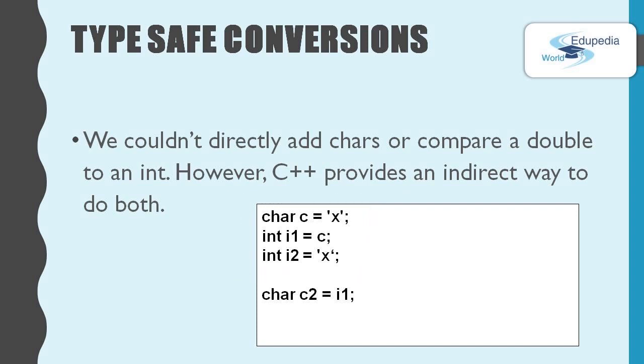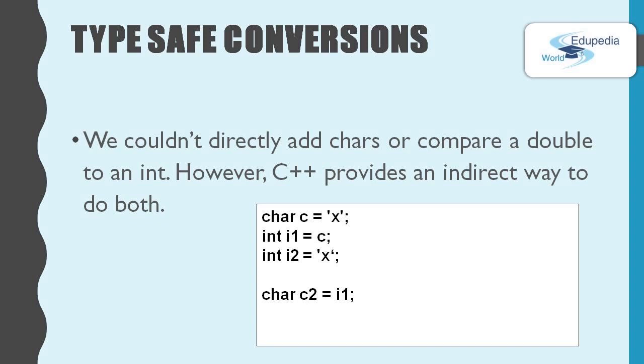In the second statement, we define an int variable i1 and put the value of the character variable c into this variable int i1. In the third statement, we define another int variable i2 and assign the character value x. If we try to get the c out of the int variables i1 and i2, you will get the value 120. It is the integer value of the character x in the most popular 8-bit character set, ASCII.